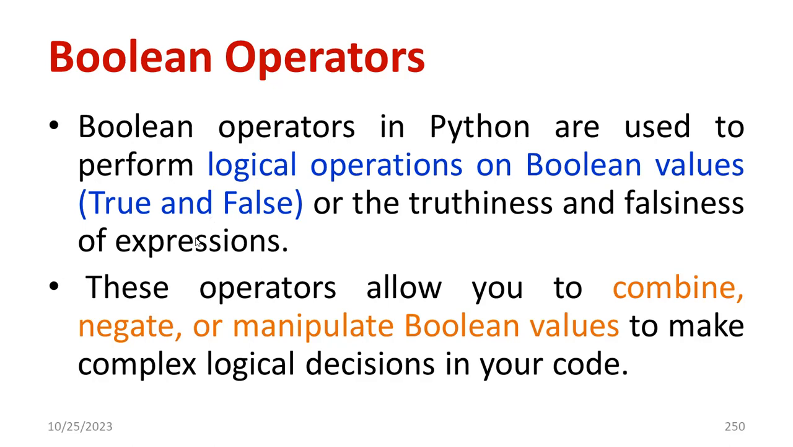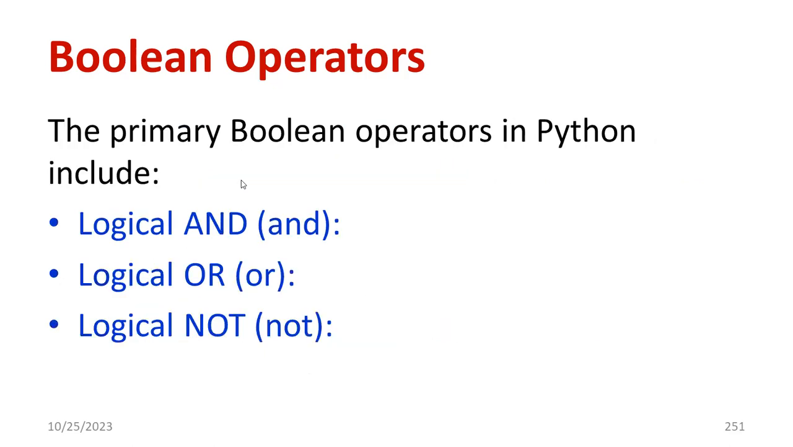And also we can combine, negate, or manipulate the Boolean values to make complex logical decisions in your code. It is mainly used for decision making purposes. That is an application of Boolean operators in Python. What are the types of operators used in Boolean operators in Python programming? Logical and, logical or, and logical not. These are the three important, primary Boolean operators which are used in Python programming.